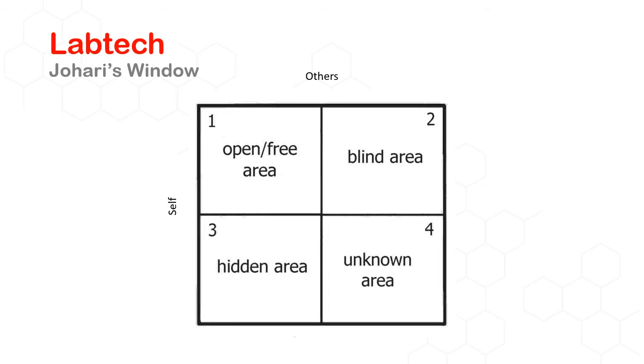Okay, so this is what it looks like. It's like a window that you might see any kind of 5-year-old draw on a house. It's got 4 panes of glass in the window. Along the top are the others, so other people in the group, and along the left-hand side is yourself. And then I'll explain in detail these 4 panes of glass in the next few slides.